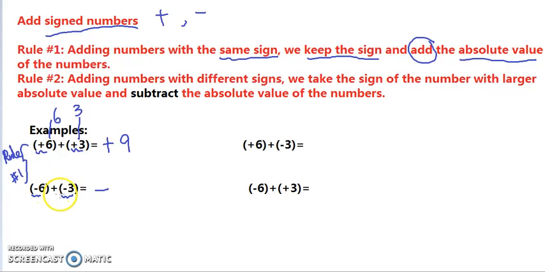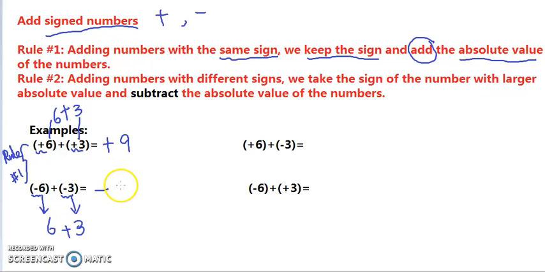We keep the sign: negative plus negative, we still get negative. And then we find the absolute value of these two numbers. The absolute value of negative 6 is 6, and of negative 3 is 3. So we just ignore the signs in front of them, and then we add them, not actually because of the operation, but because of the rule.